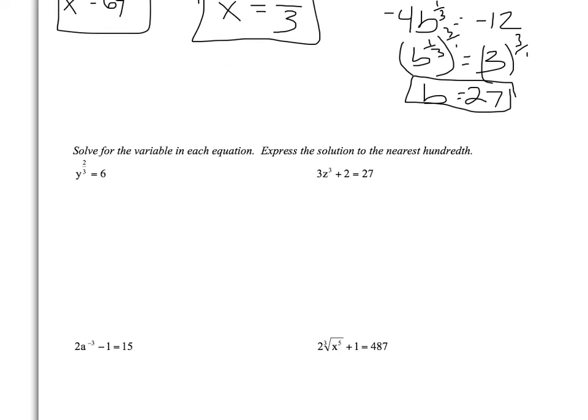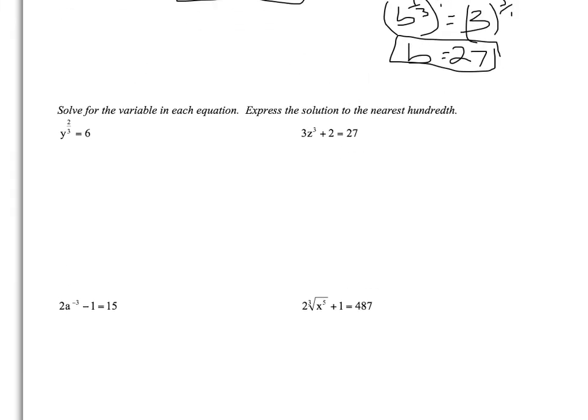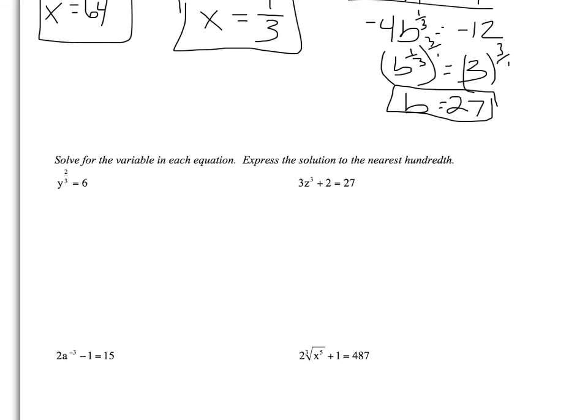Solve for the variable in each equation, expressed as the nearest hundredth. So the same idea we were just doing, except instead of getting nice answers, we're going to get decimals instead. You just use your calculator, though; it's the same process. The first thing we will do to this one is take it to the 3/2 power. If you type 6 caret 3/2, to the nearest hundredth, which is 2 decimal places, it gives you 14.70.